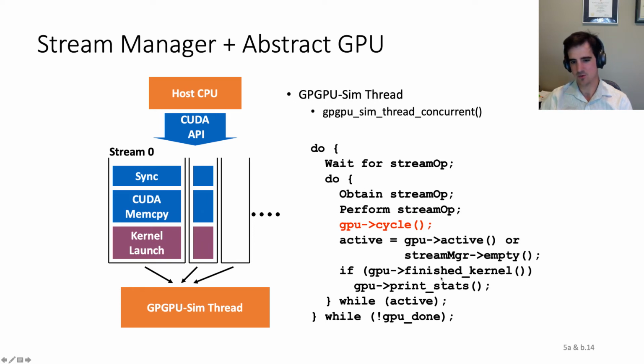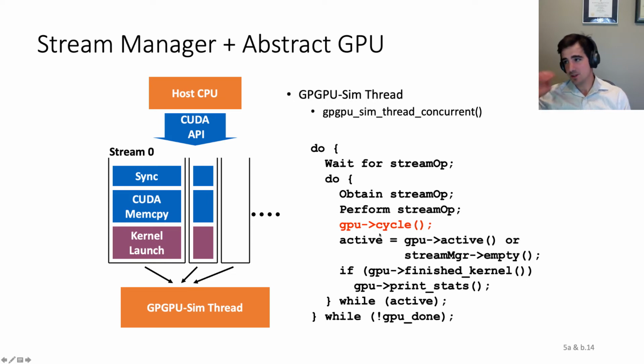Now, as soon as the kernel finishes inside this loop, then we're going to print out the statistics. If you look at the output of GPGPU-Sim, you will get a whole bunch of output every time a kernel finishes. All of the stats, the cycles, the number of cache misses, hits, etc., all happen every time a new kernel finishes. And all of this is happening inside this GPGPU-Sim thread. So the CPU code is off doing whatever it's supposed to do, and inside the GPGPU-Sim thread, we're actually doing all of this other stuff.